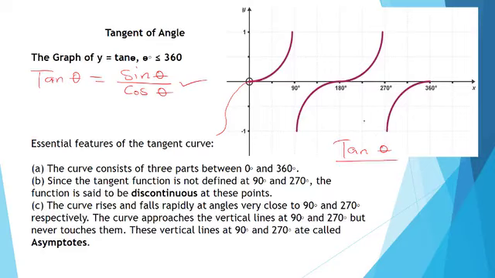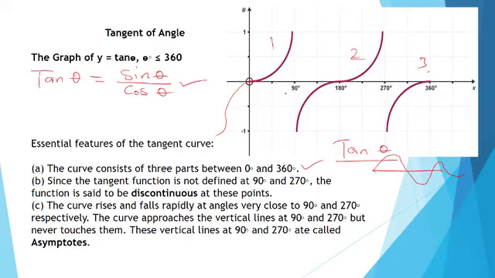It is not a periodic graph like the sine and cosine that usually move in this pattern. The angles are separated from each other. So the curve consists of 3 parts from 0 to 360. You can see the 3 parts: 1, 2, and 3. Since the tangent function is not defined at 90, remember tan 90 is not defined, and 270, the function is said to be discontinuous at this point.